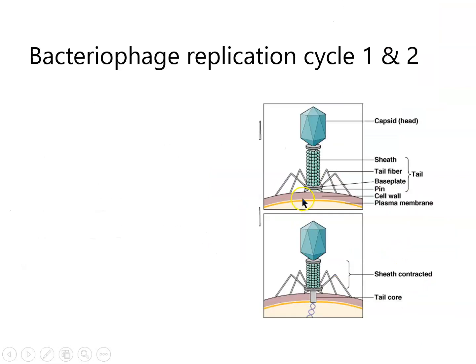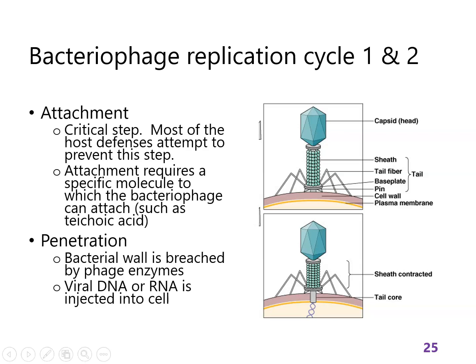So in a little more detail, let's look at how a bacteriophage replicates. So how does a virus that infects a bacterial cell replicate? And we're going to look at this a little bit more step by step. So the first step is attachment, and this is really a critical step. This is really the make or break step for most viruses. If the cell is going to prevent a virus from replicating, the cell usually has to prevent this first step of attachment.